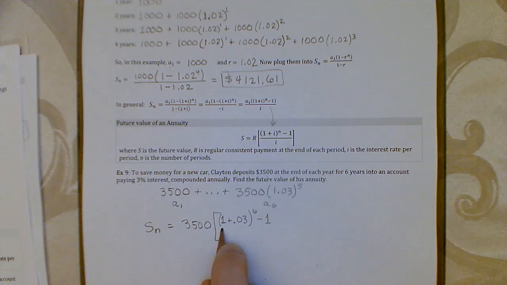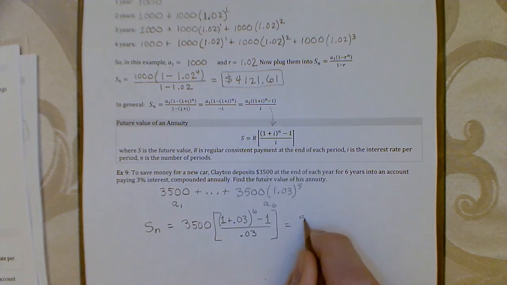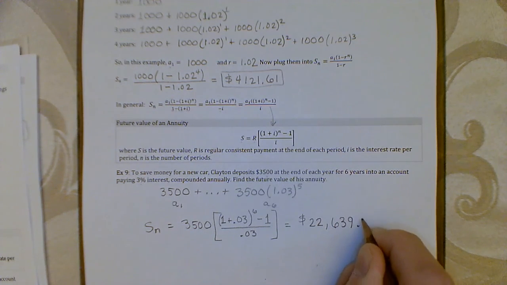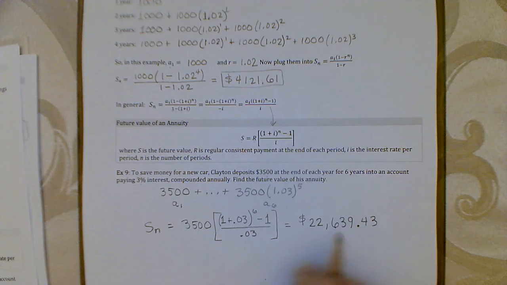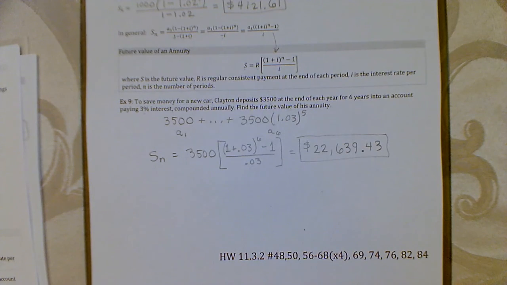And then we subtract 1 from that. We divide it by the I, not by the R in this case, but by the I. And when we put all that into our calculator, we get something like $22,639.43. Okay. All right, so your homework is listed there at the bottom of the page.